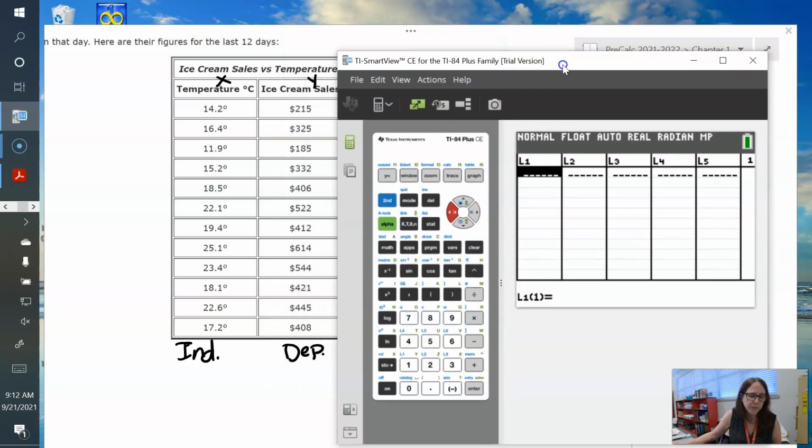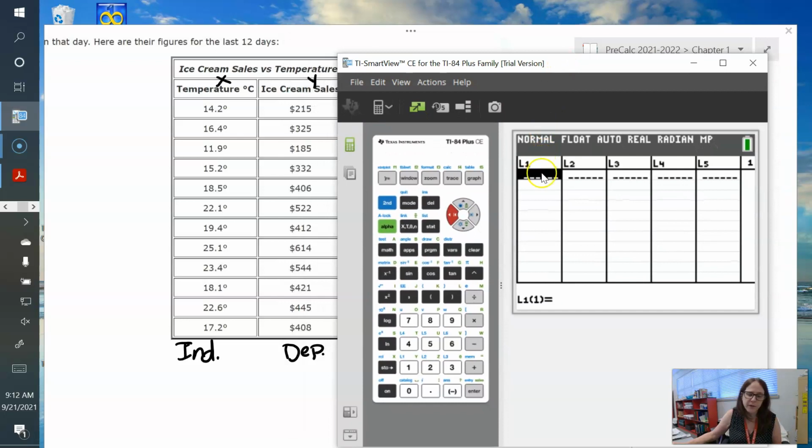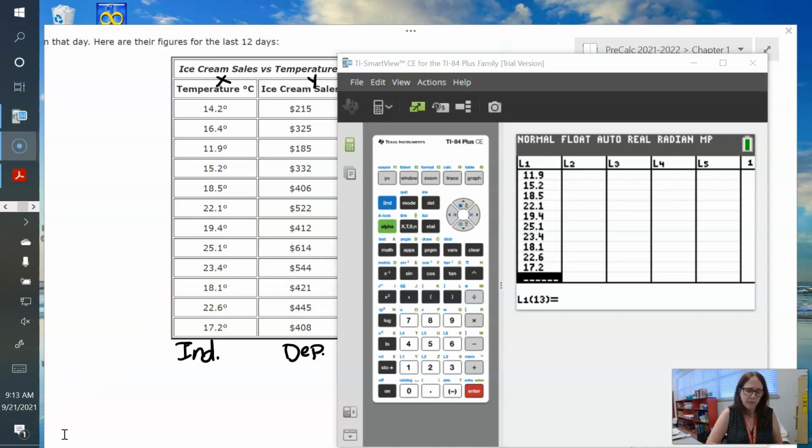You want to start with that. Put in the temperature in L1. So X is going to be the L1. That's list 1. And we're just going to type in our temperatures. So 14.2, press enter. And then 16.4, press enter. And continue on until you get all of the data in for your first column. So I'm going to pause and I'm going to finish typing in the data, and then when I come back I'll have my first column done. Alright, so I have finished putting in the data into L1.